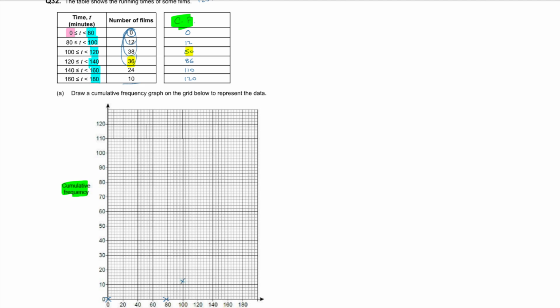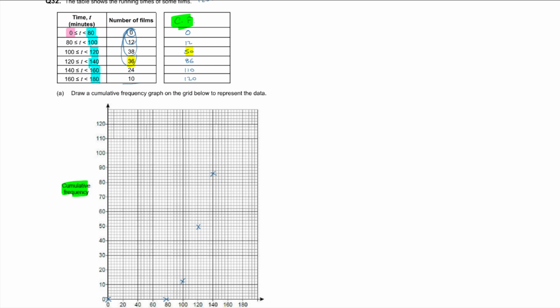The next one is at 50. That one should be fairly easy to plot against 120. So 50 is going to be here. The next one, 86. That's going to be 3 little squares above 80. So where's 80? And then count up 3 more little squares. 1, 2, 3. It's going to be there.